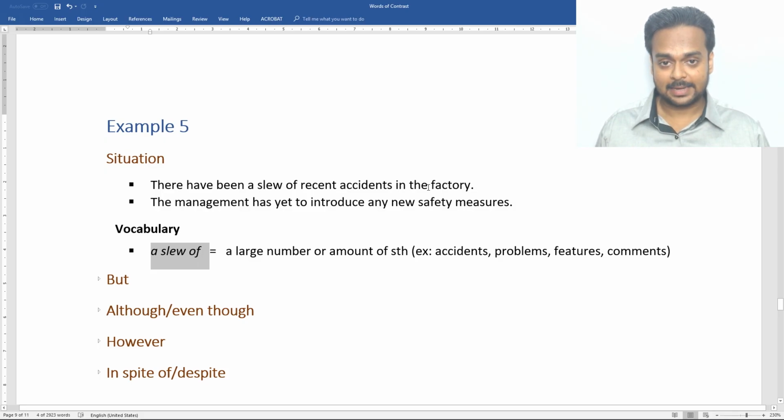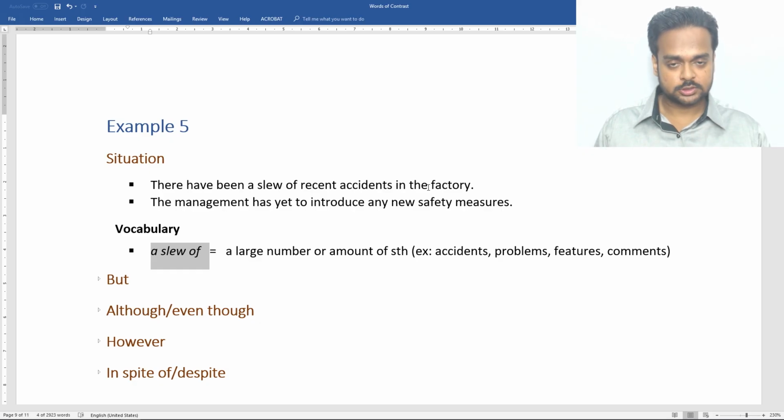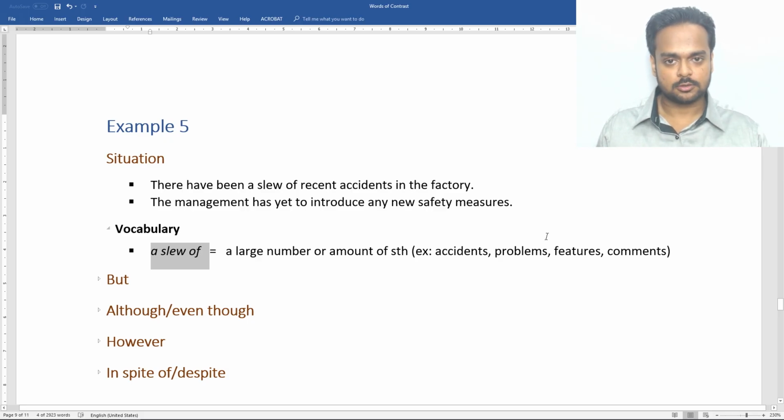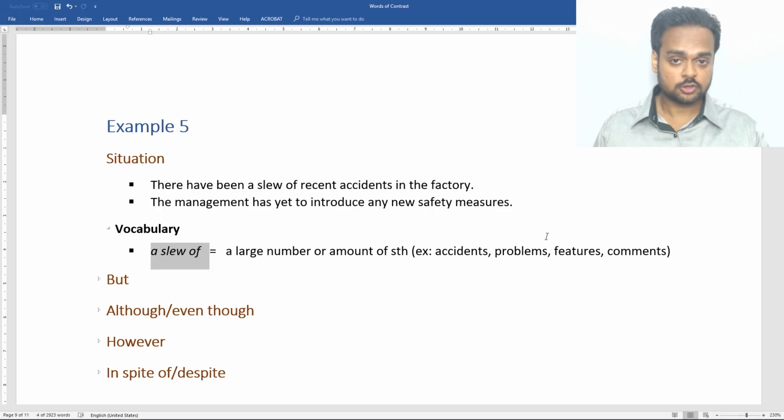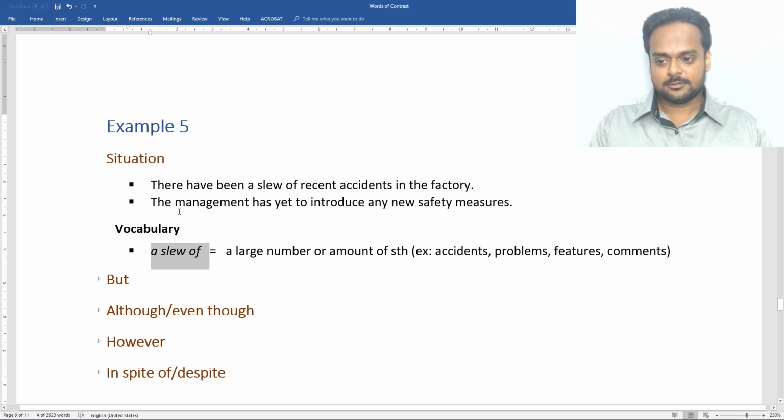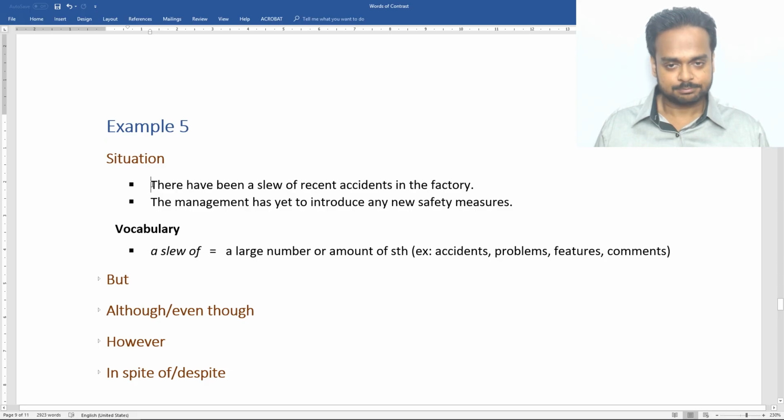Those are a couple of negative uses, but you can also use this expression positively. For example, there's a new phone out packed with a slew of features. Means it has a lot of features. Or I might say, my latest YouTube video got a slew of positive comments. Of course, you can also say negative comments, but that hasn't been the case for me so far. Knock on wood. All right, so the contrast here is there have been a lot of accidents in the factory.